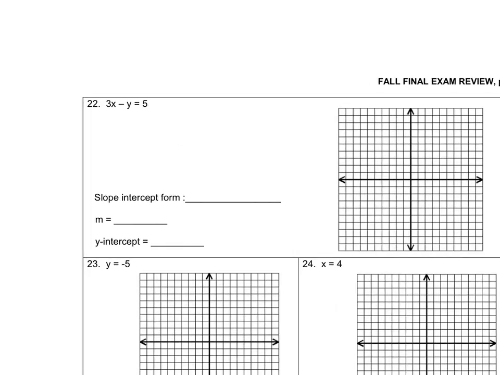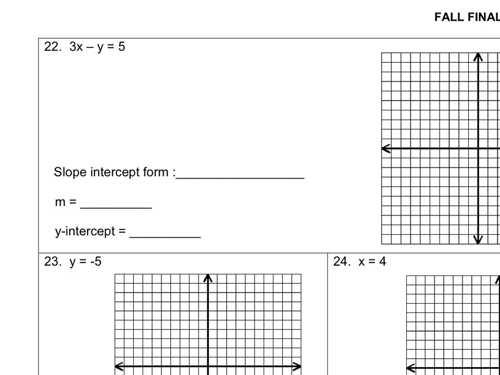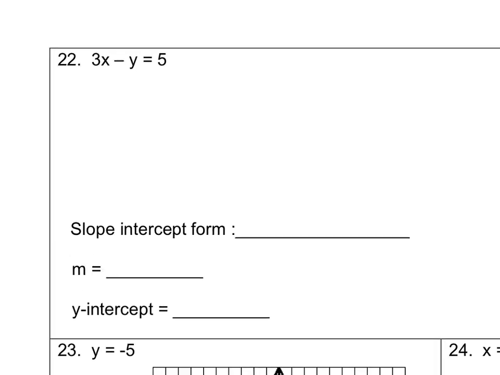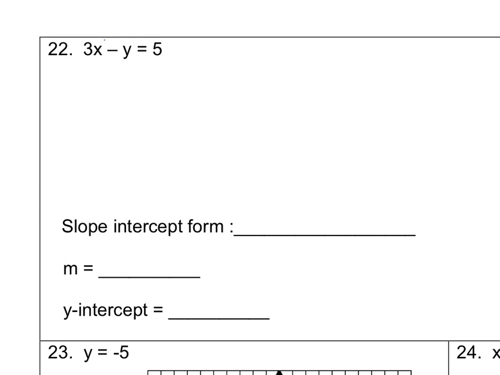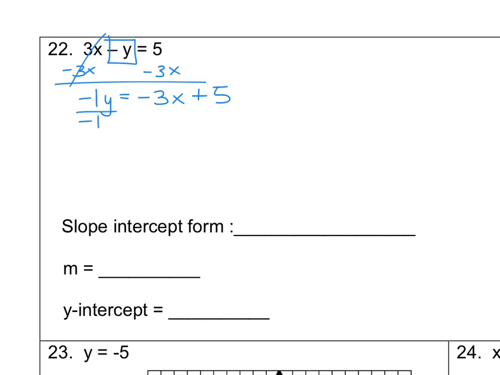Okay, looking at question 22. Again, they're asking for that slope and that y-intercept. So my easiest way is to just go ahead and get this into slope-intercept form. I'm still boxing up my y. I want to move x to the opposite side, so we move it by doing the opposite and subtracting 3x. That cancels, and I'm left with negative y, which is a negative 1y, equals negative 3x plus 5, since it's a positive 5. I again want y completely by itself, so I've got to get rid of that negative 1 by dividing everything by negative 1.